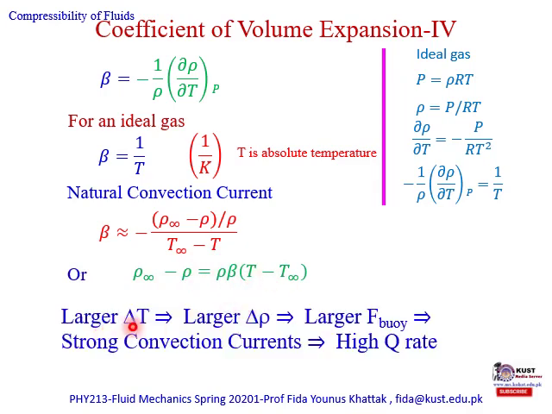So larger the difference in the temperature, larger will be the difference in the volume, or the difference in the density that one would encounter, and that means larger buoyancy force, and larger buoyancy force means stronger convection current, and that implies higher Q rate.